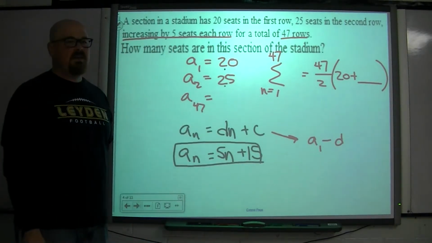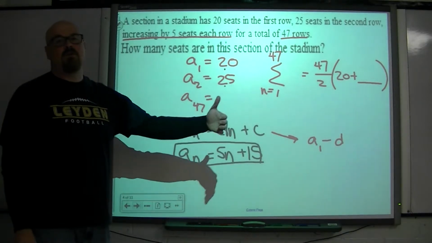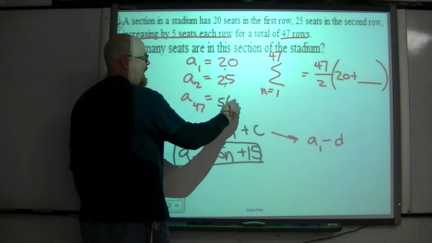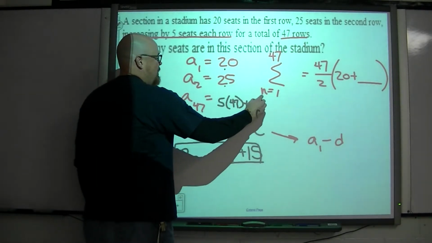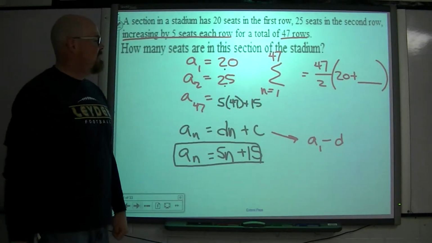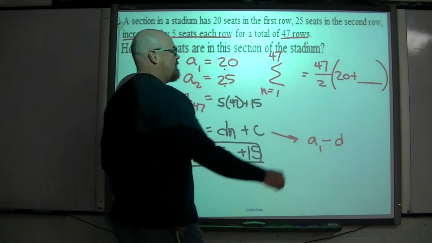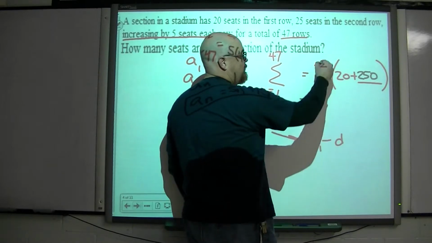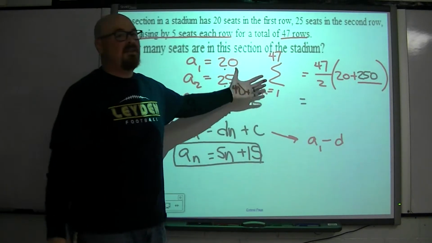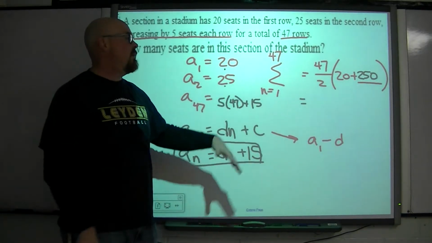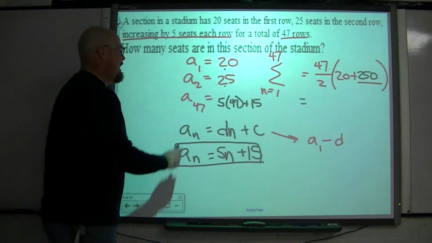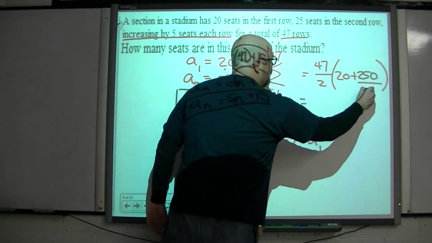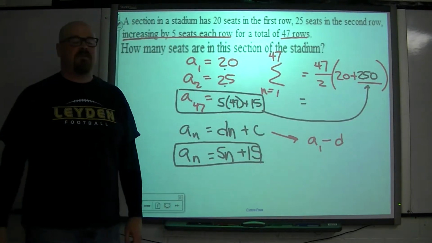So what would be the 47th term in this series? We put a 47 here. That's 5 times 47 plus 15. I think that's 250. My math could be wrong. Pretty sure it's 250. So now I can calculate the sum. Sorry, didn't mean to jump around. I needed to know what the 47th term was. The 47th term, once you do that calculation, is 250.